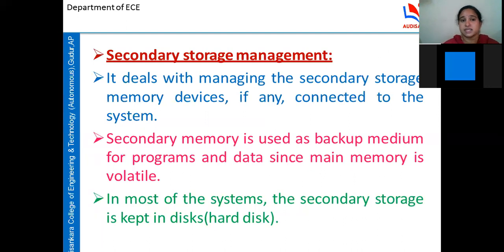Okay, so we discussed the primary storage memory. Now, what are the responsibilities and associated kernel responsibilities related to secondary storage management? It deals with managing the secondary storage memory devices, if any, connected to the system. And secondary memory is used as a backup medium for the programs and data, since main memory is volatile, right? So if, in the absence of power, you don't want to lose the data, you can use a secondary memory, which is non-volatile in nature.